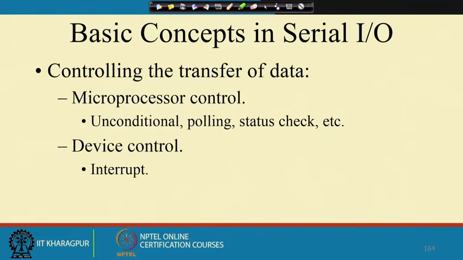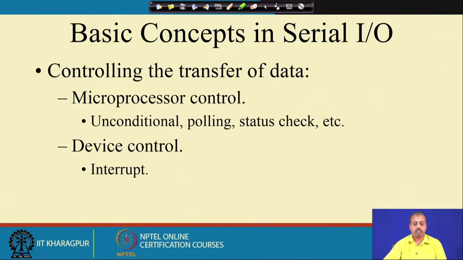So, this is the data transfer that we are talking about. This is microprocessor control. It can be microprocessor control, the unconditional. It may be that the microprocessor just transfers something to the IO device or reads something from the IO device, or it may be a polling, that is at periodic intervals, it transfers some data, or checks some status, etc., or it may be controlled by the device. The device may give an interrupt. As I said, it is interrupt driven IO. The device gives an interrupt to the processor telling that some data can be transferred now.